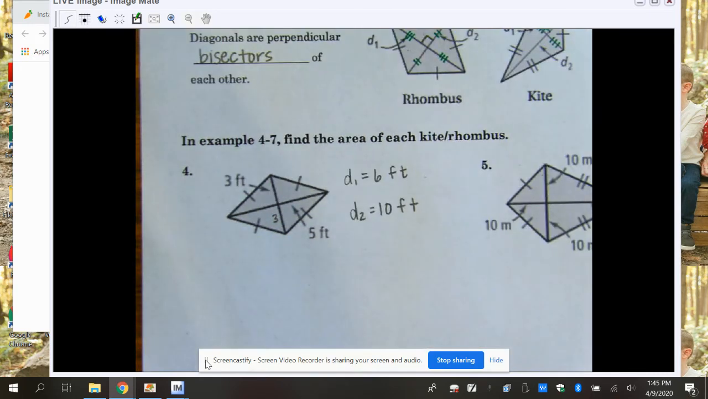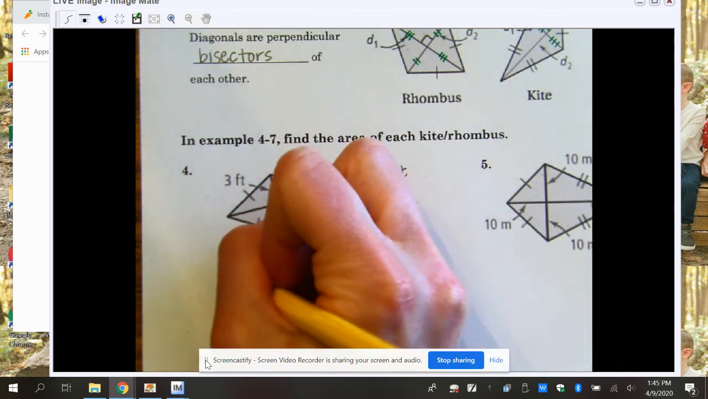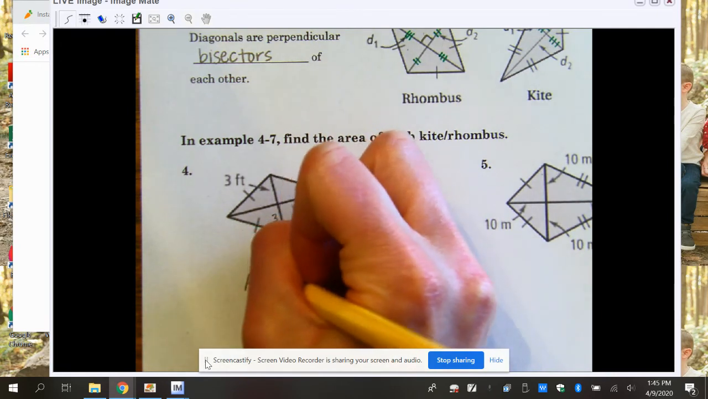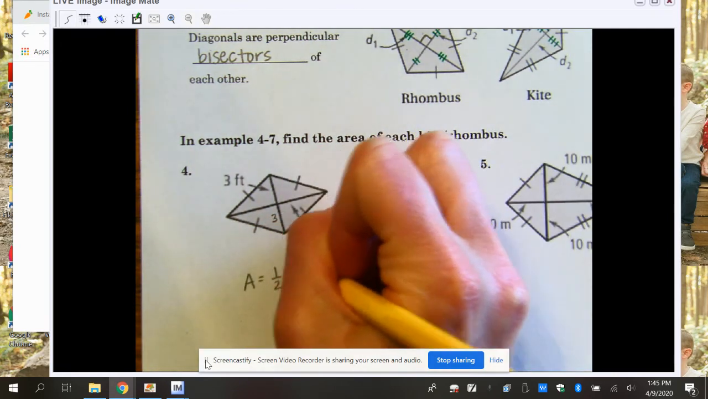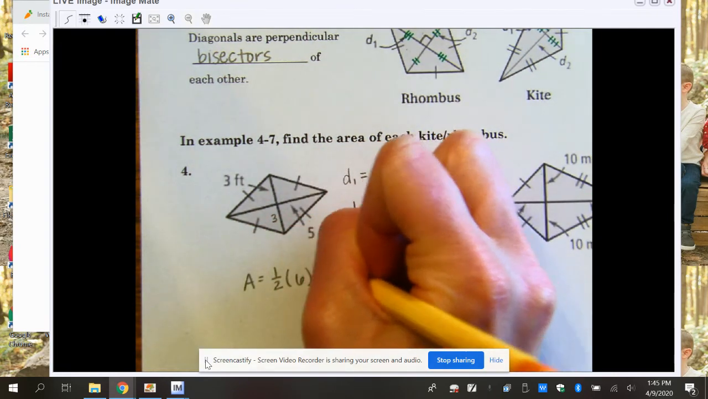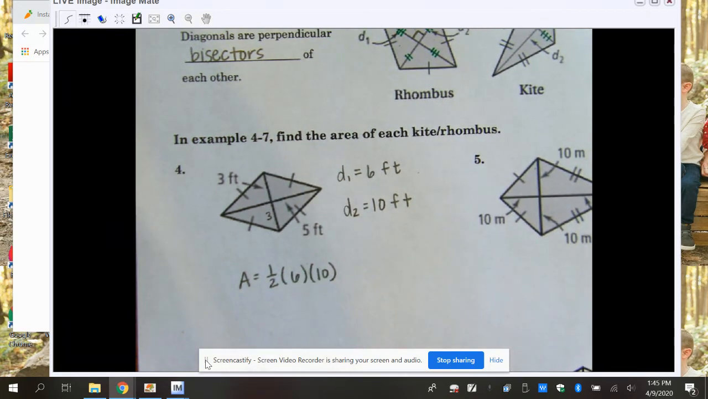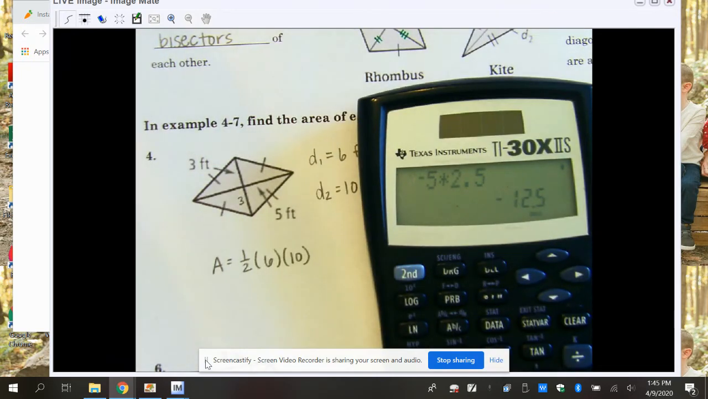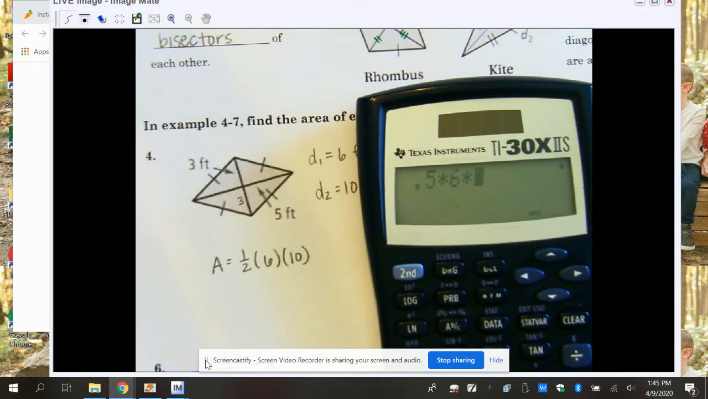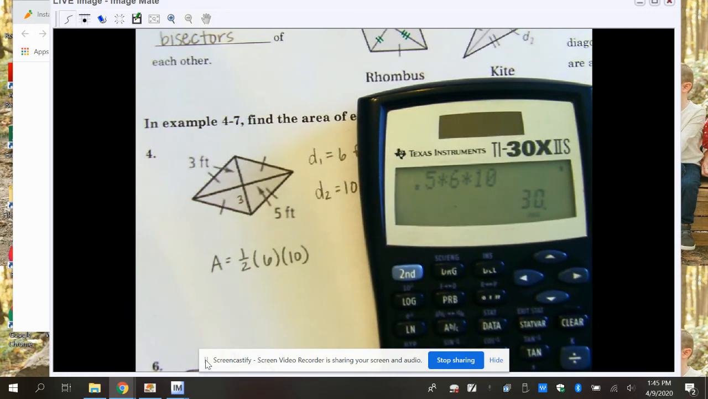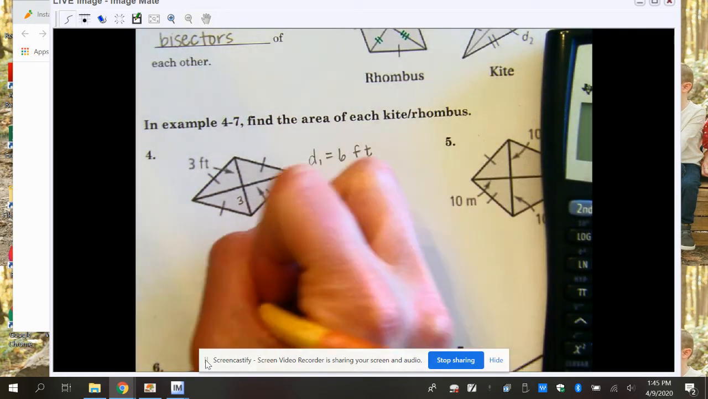And so if I want to find the area, then I need to take 1/2 times 6 times 10. Now you're not distributing the half to both of these. It's not 1/2 times 6 plus 10. You're multiplying all 3 of these together. So I would just type this, since you don't have to add anything, just type it all in at once, and you'll get 30 square feet.